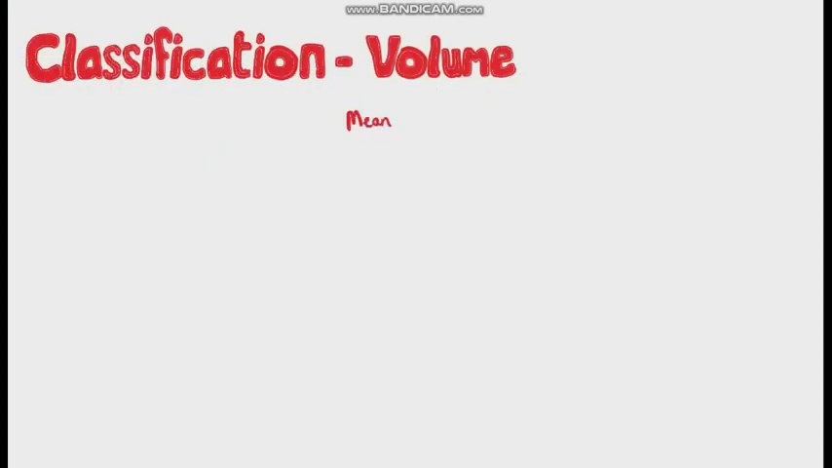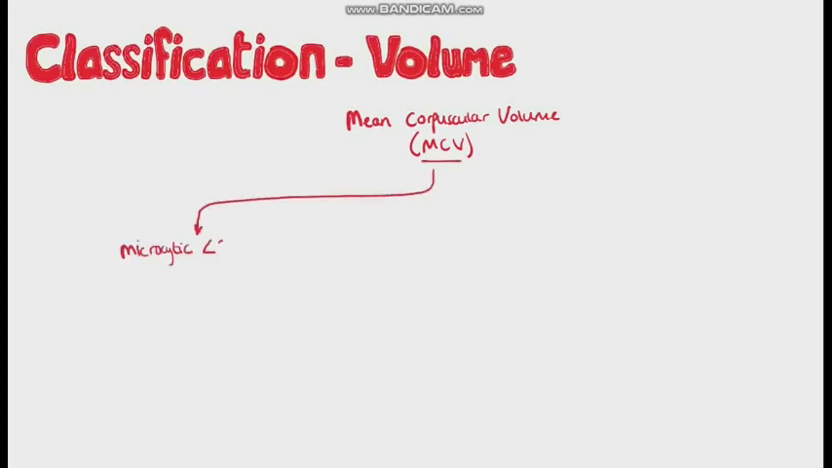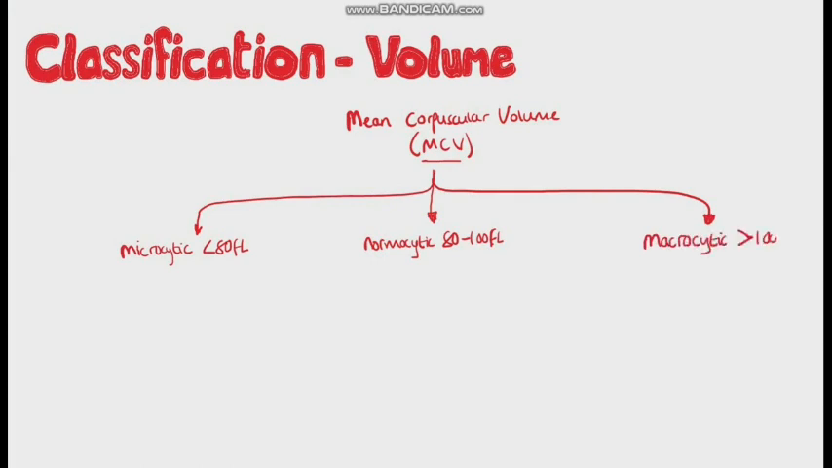So let's take a look at the volume classification first. This is based on the MCV, or mean corpuscular volume of the red blood cells, which is just the average volume of the red blood cells in a sample. Microcytic anemia is defined when the value is below 80 femtoliters, normocytic is 80 to 100 femtoliters, and macrocytic anemia is above 100 femtoliters. We can then fit the different types of anemia into these three categories.